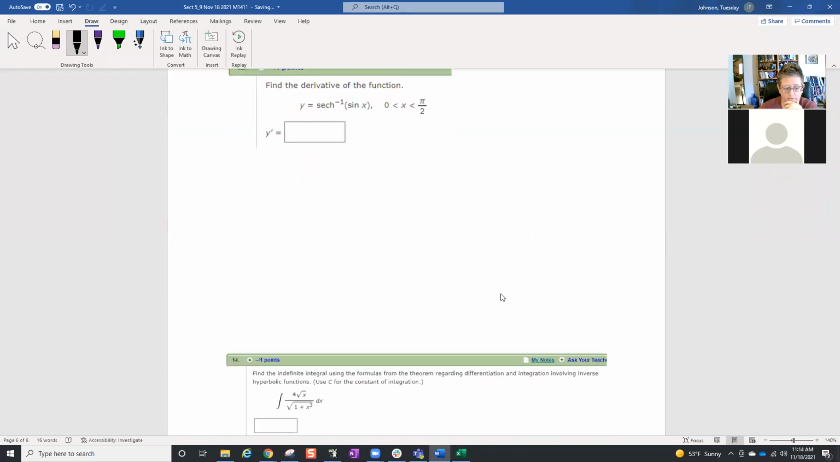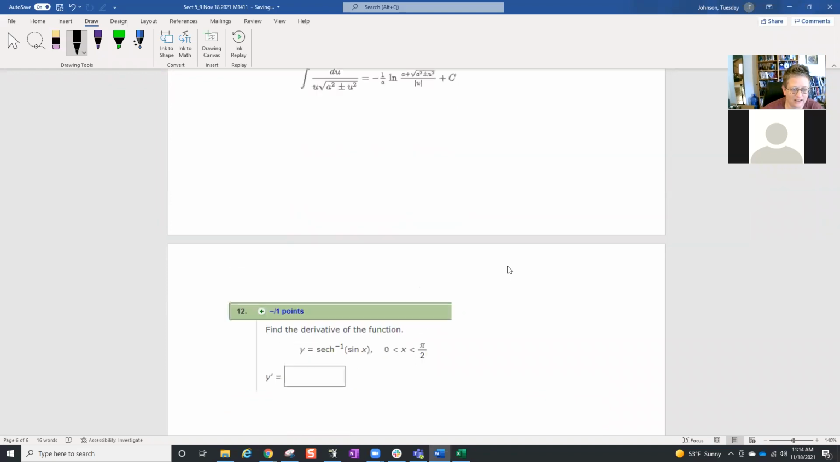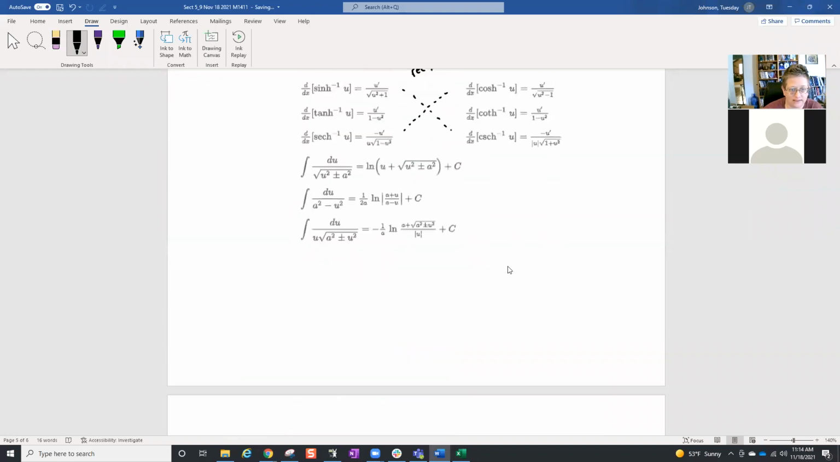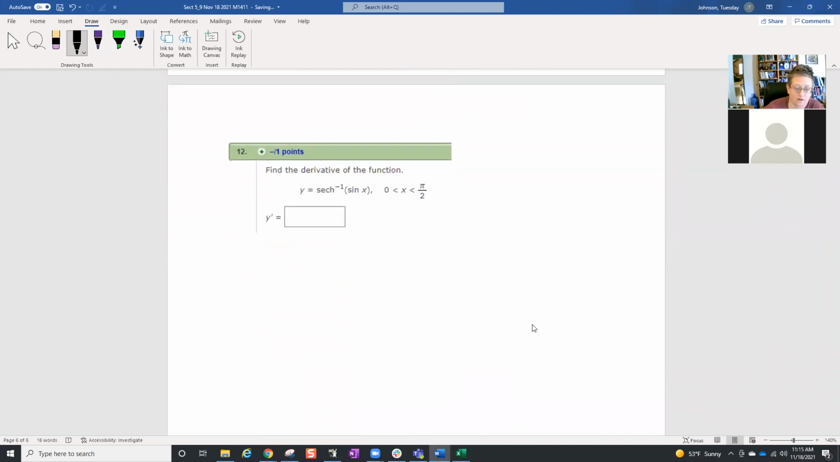So we're going to do number 12, and then maybe we'll do number 14. Let's look at number 12. The derivative of a hyperbolic secant. All right, let's write this formula down. So I want the derivative of hyperbolic secant, and we know that the derivative d/dx of hyperbolic secant inverse of u is minus u prime over u times the square root of 1 minus u squared.